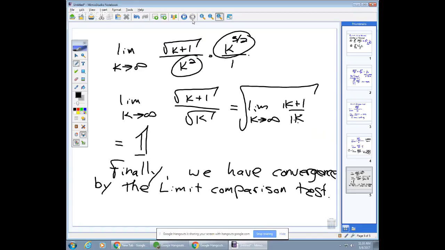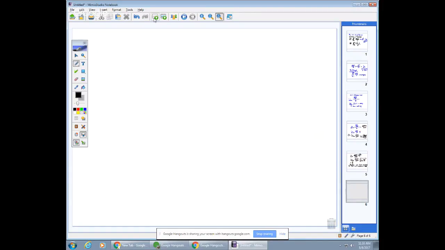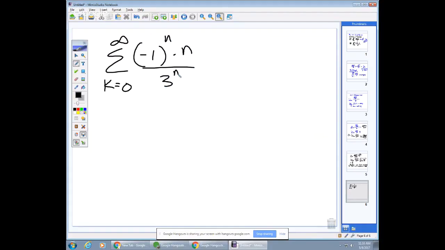So the next one, we have the sum as k goes from 0 to infinity of -1 to the n times n over 3 to the n. And as soon as you see something like this, it's always a good idea to list out a few terms to make sure it's strictly alternating. But pretty much anytime we have a -1 to a power like that, it's going to alternate strictly.